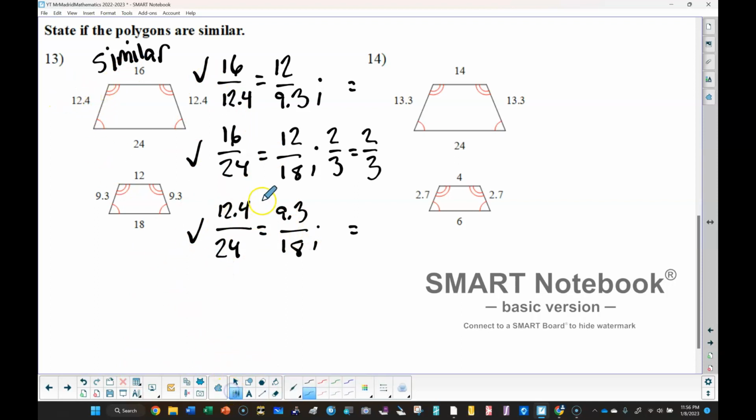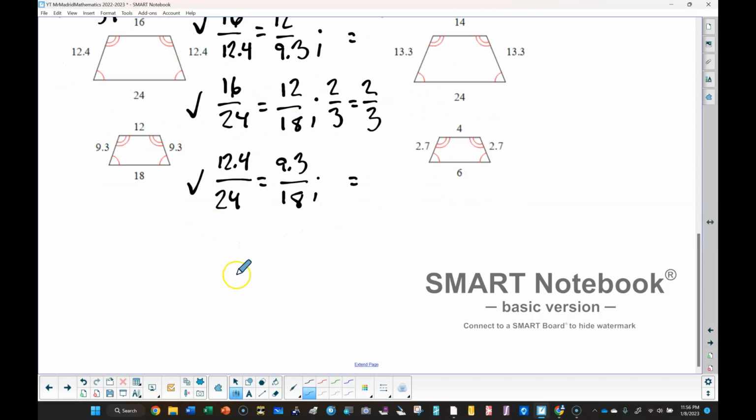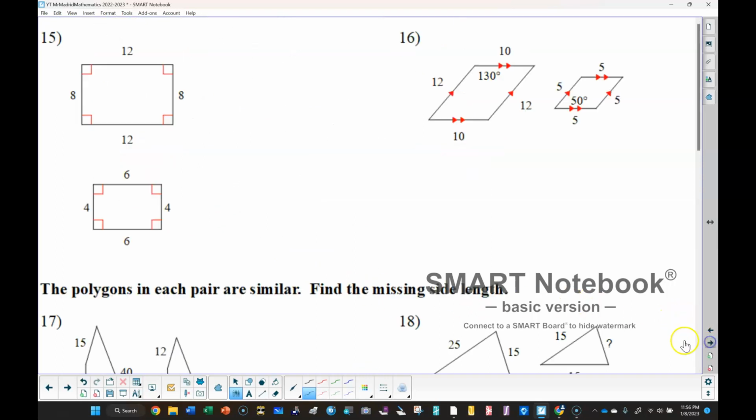Let's go ahead and move on. So you'll be able to tell me if this is similar. Show me the work. You'll do the work here and tell me if it's similar. Okay, let's move on to this one. Same thing. You'll do the work here. Tell me if it's similar.